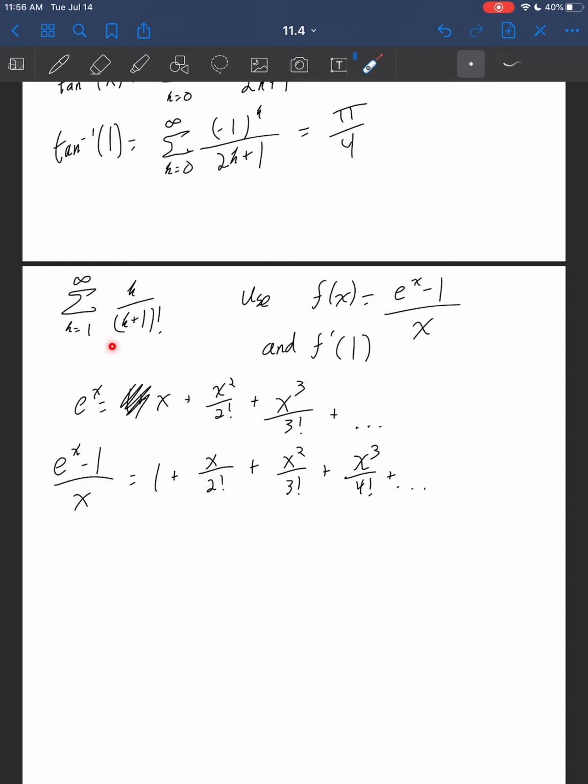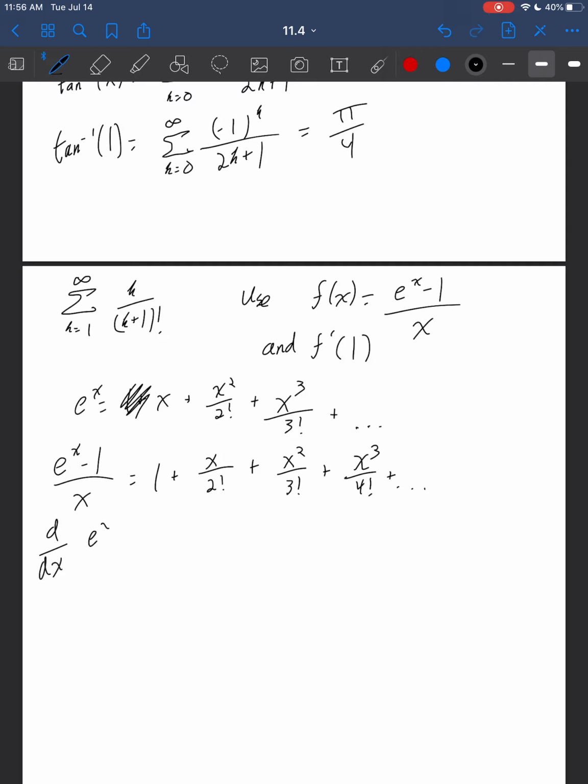So what ends up happening here is this is going to give us this k plus 1 factorial, right? It's always going to be 1 larger than the power. But I still need this k right here. So in order to do this, I'm going to take the derivative.